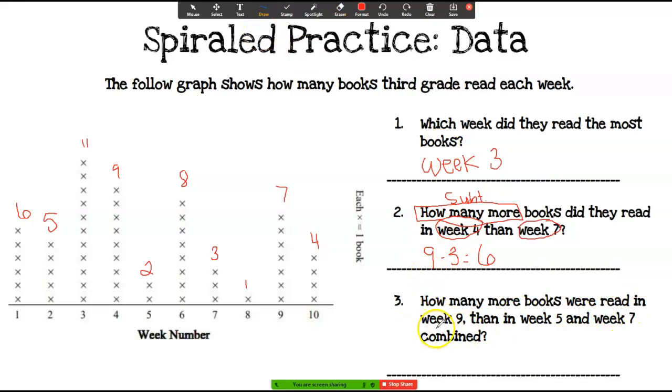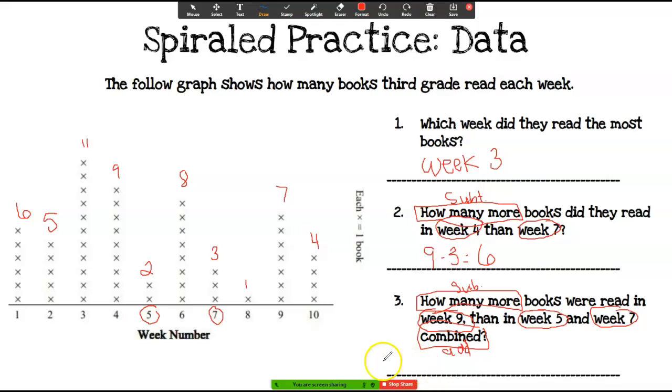How many more books were read in week 9 than in week 5 and 7 combined? Okay, so this is a 2-step problem. How many more means subtract. We know that from the question above. Okay, in week 9, then in week 5 and week 7 combined. So combined means add, and it tells me I'm combining week 5 and 7. You're not combining 9. 9's by itself, okay? They tell you clearly week 5 and week 7 are combined.